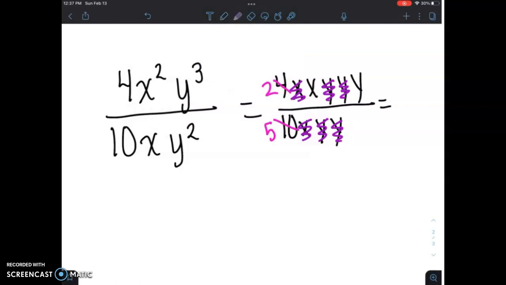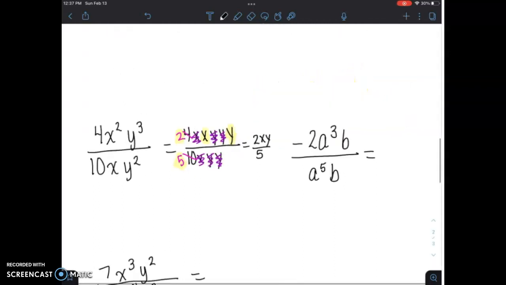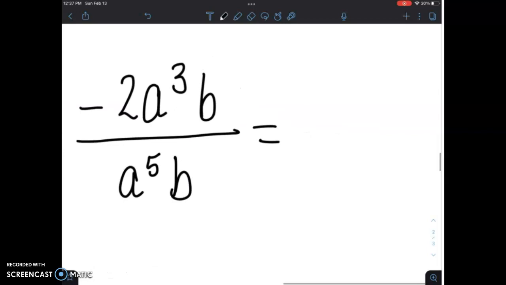And it kind of gets tricky sometimes because it's like, where is everything? We have a 2, an x, and a y left in the numerator. And then we just have our 5 in the denominator. And so it would just look like that. Okay, a couple more. All right, let's look at this one here.